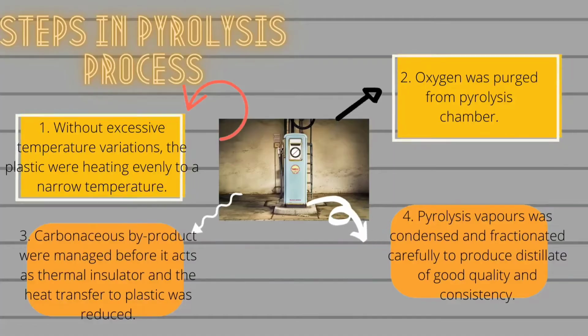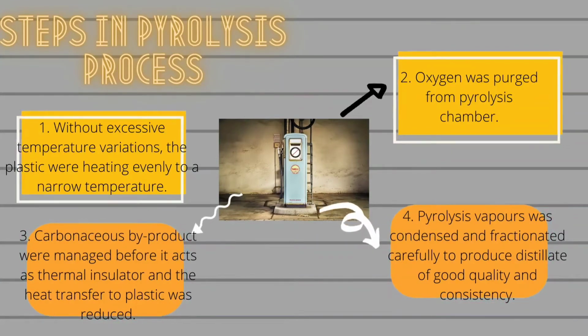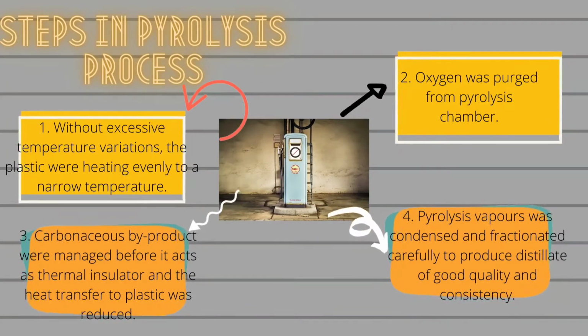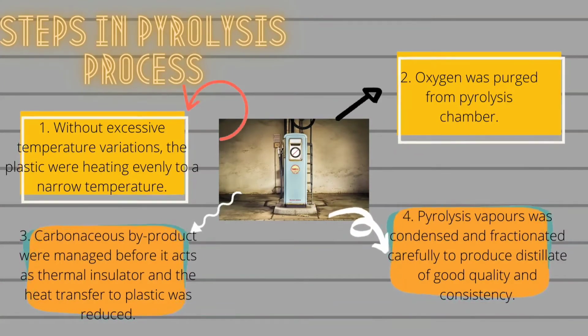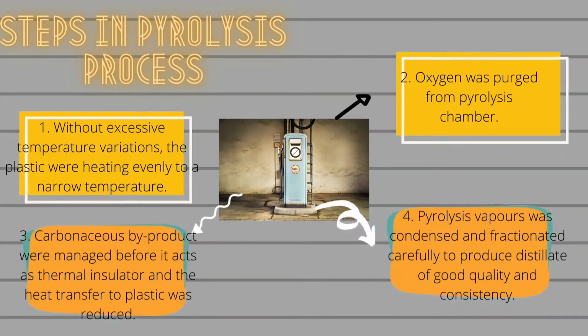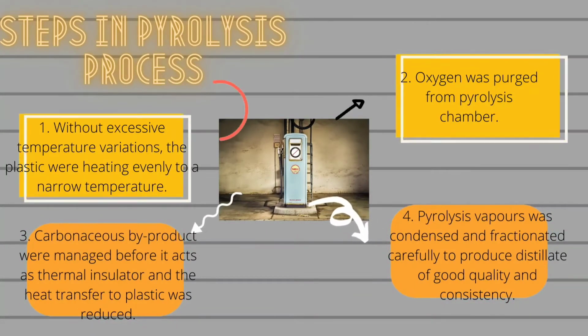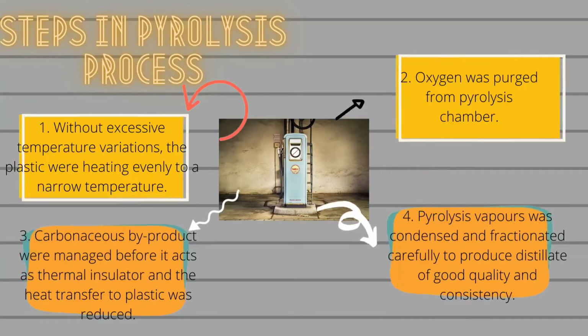Steps in the pyrolysis process. First, without excessive temperature variation, the plastic is heated evenly to a narrow temperature. Second, oxygen is purged from the pyrolysis chamber. Third, carbonaceous byproducts are managed before they act as a thermal insulator and reduce heat transfer to the plastic. Fourth, pyrolysis vapor is condensed and fractionated carefully to produce distillate of good quality and consistency.